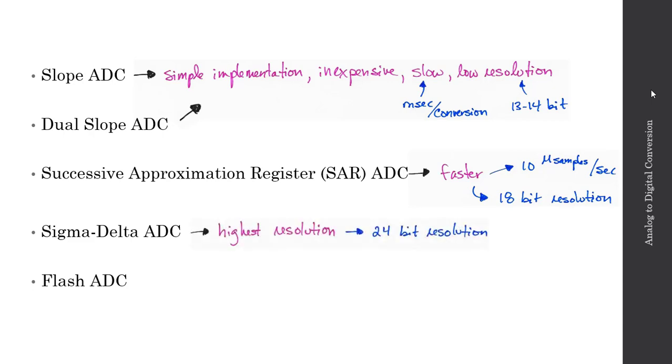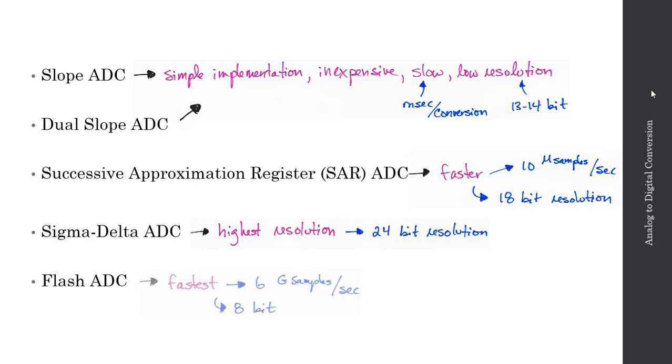The sigma delta ADCs are going to have the highest resolution. So they're going to have the largest density of horizontal lines, the largest density of quanta. And you'll find these upwards of 24 bits in terms of resolution. So if you're doing some fancy audio sampling, let's say, you might want to consider a sigma delta ADC.